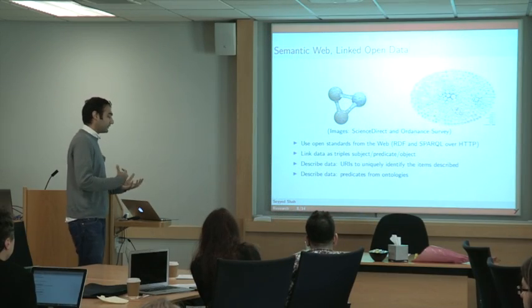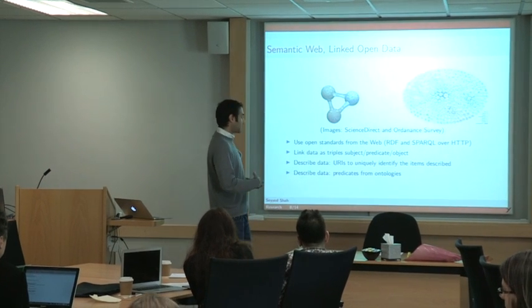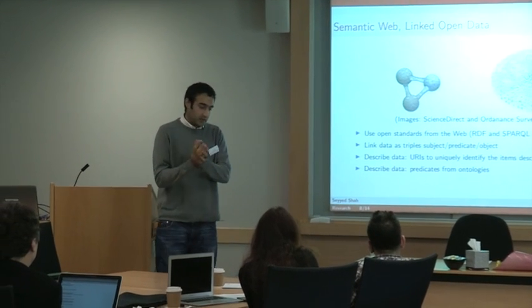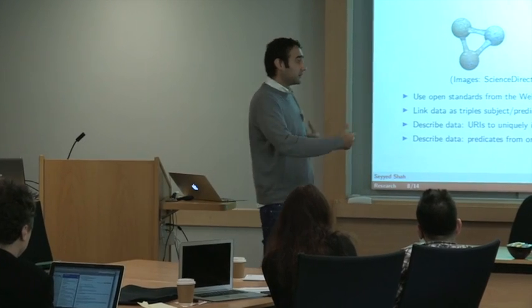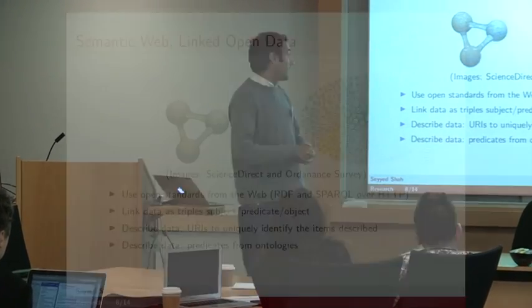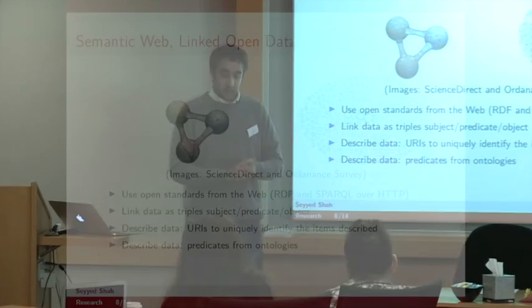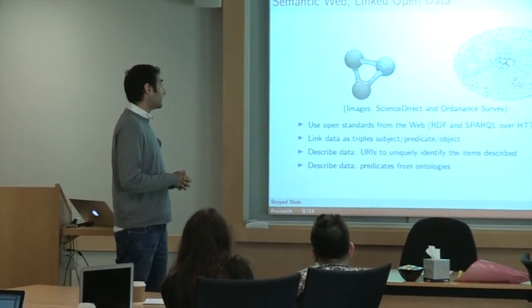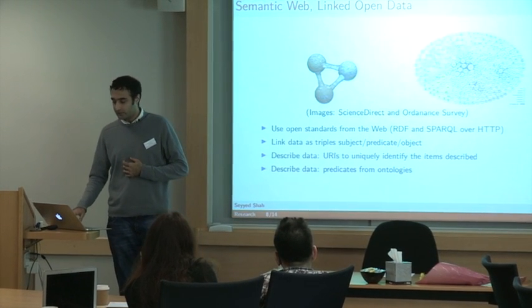And you link this data together as triples, using subject, predicate, object, which is you have a thing that you're trying to describe, which is the subject. You have a predicate which links it to another object. Okay? And you use URIs to uniquely identify the things that you're trying to describe. And you also have ontologies that you take your predicates from. Okay, so that's just a quick overview of linked open data and semantic web.